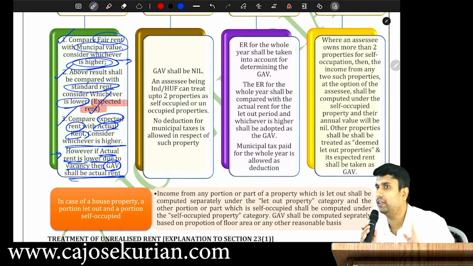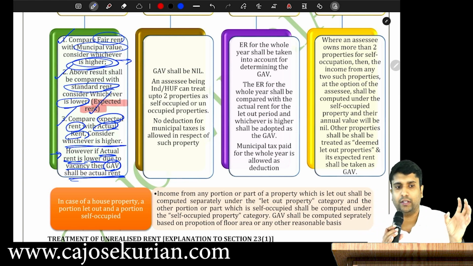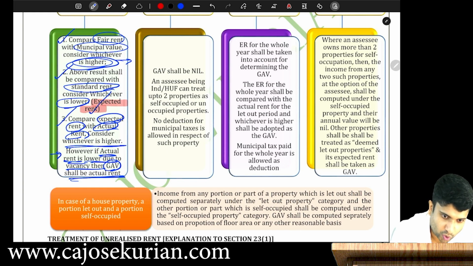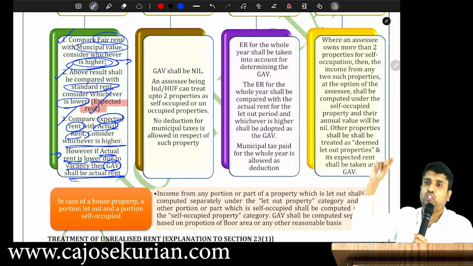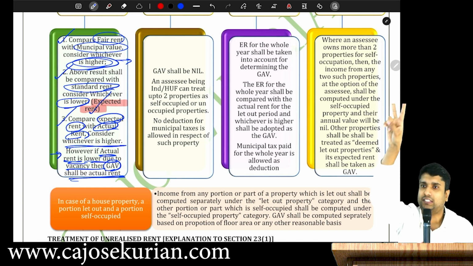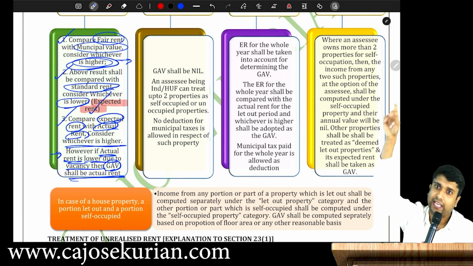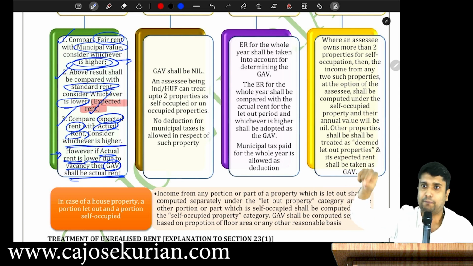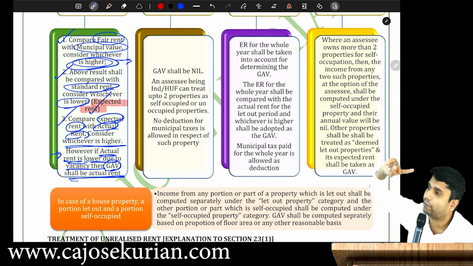Are you all with me? So if I ask you how to compute the GAV of a let out property: start with the fair rent and municipal value, pick the higher. Compare that with the standard rent and pick the lower, and that is the expected rent. Expected rent and actual rent have to be compared and you pick the higher.